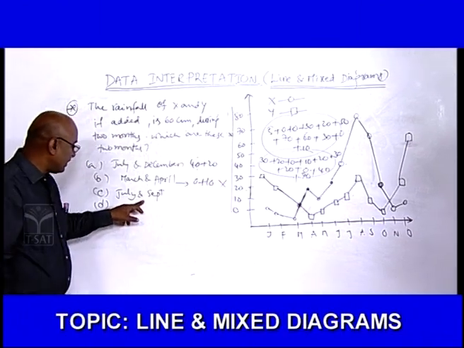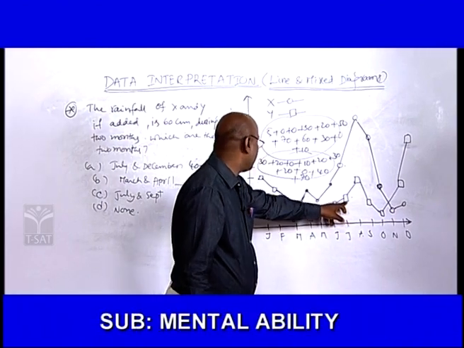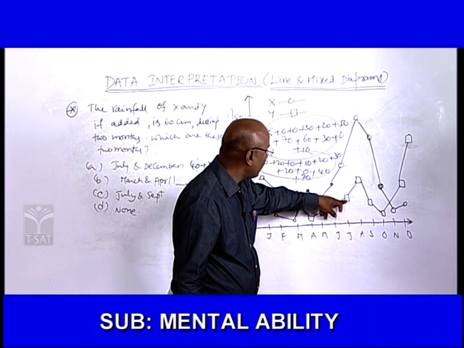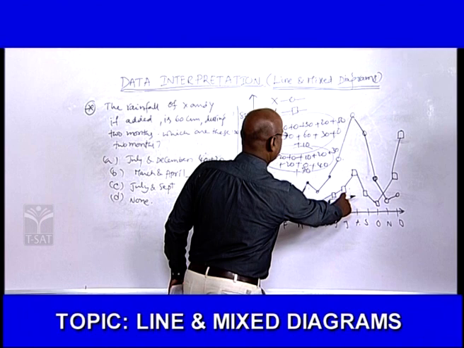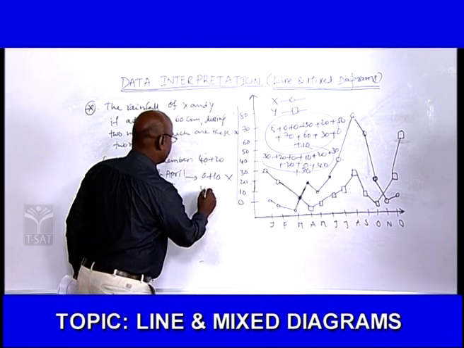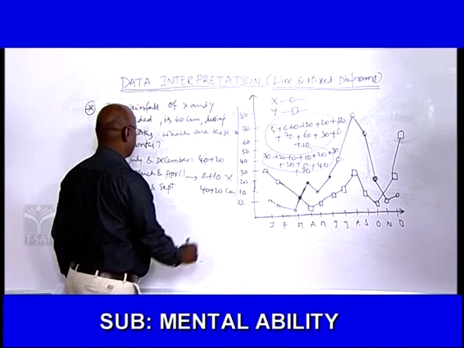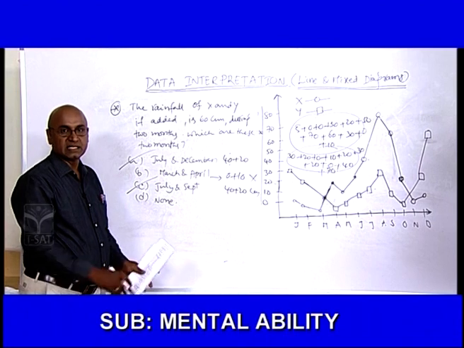And in the month of July and September, in July X's rainfall is 20 centimeters and Y's rainfall is 20 centimeters. X's rainfall is approximately 40. So 40 plus 20, so it is also 60 centimeters. So there are 2 answers. A and C both are the answers in this case.